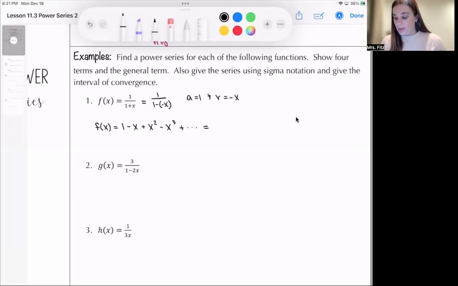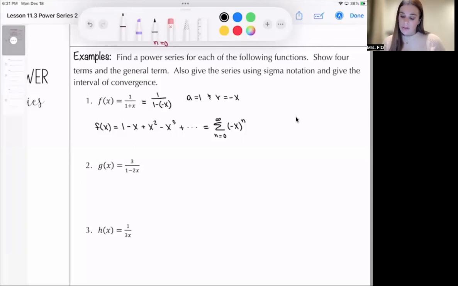Which equals the sum from n equals 0 to infinity. And let's think about how we write this. The first term is 1, right? And then we can do negative x, which is our r, to the nth power. Let's make sure that generates all the terms correctly. For the first term, we plug in 0, we get 1. When we plug in 1, we get negative x. We square it, we get x squared, right? So it looks like that is going to work.